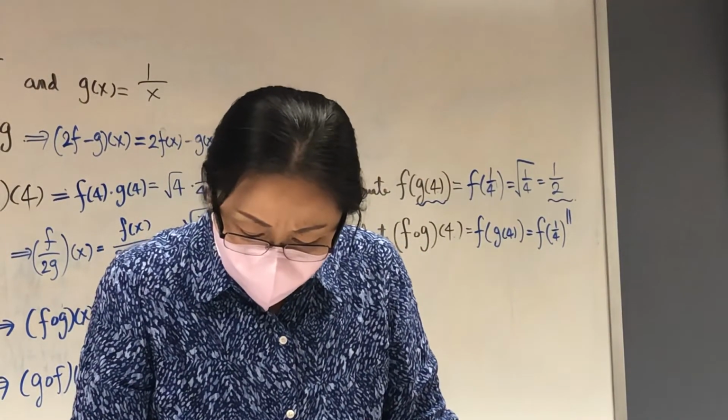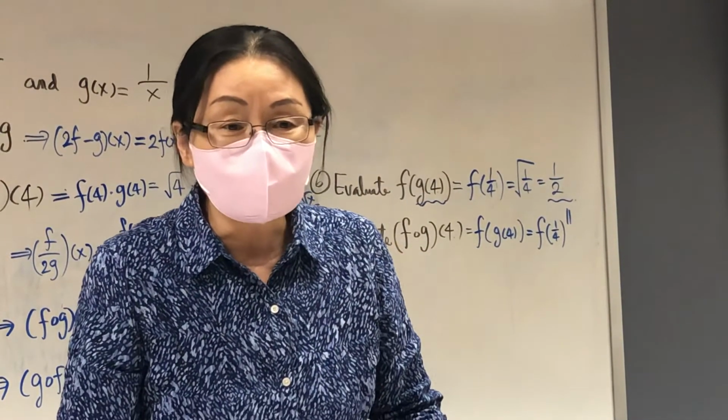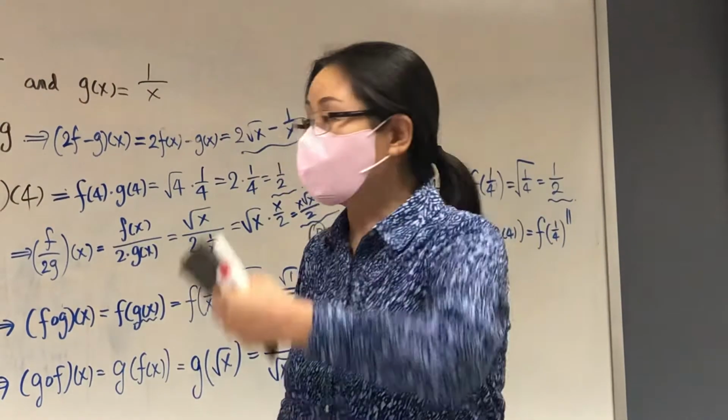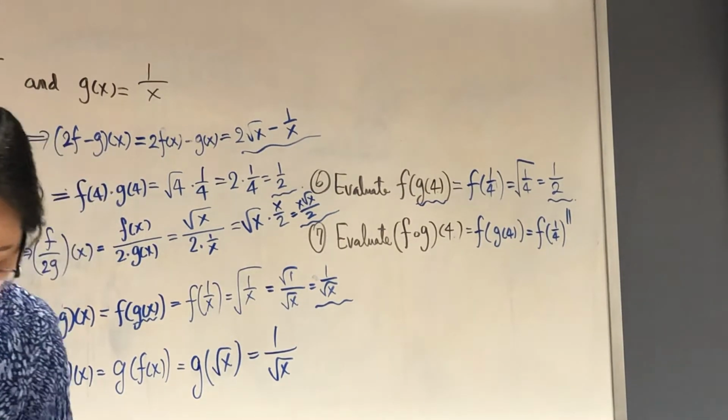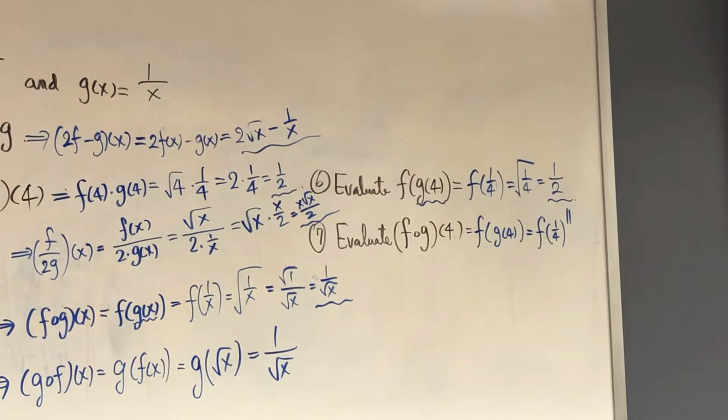Pick up 52, page 217. I need one volunteer. Page 152? 217. Oh, 217. 217, right? Number 52.